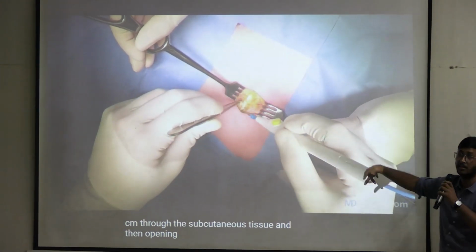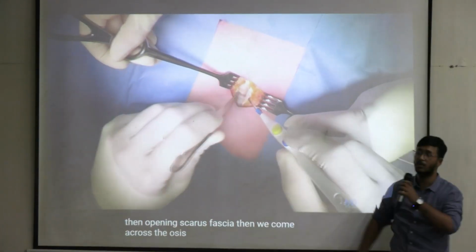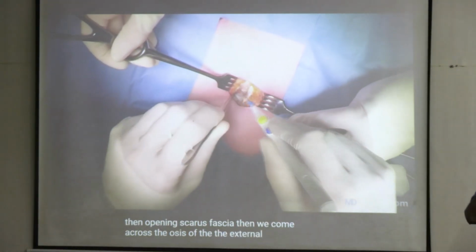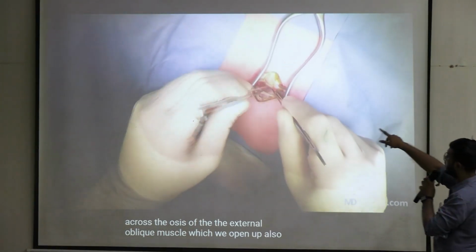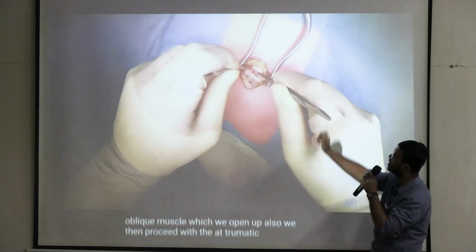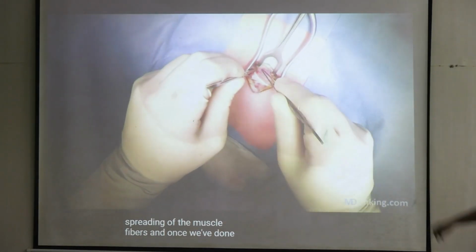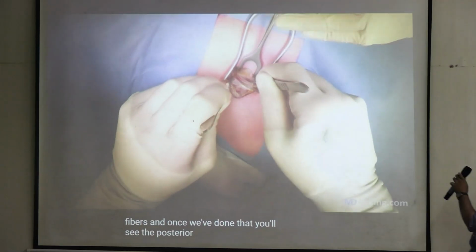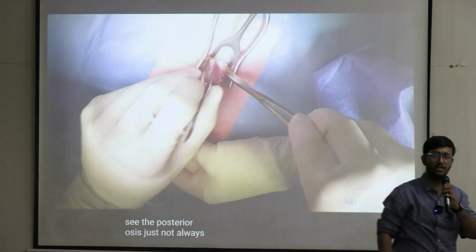This is a cautery. Cautery has a yellow one and a blue one. Yellow one is for cutting, blue one is for coagulation. So he will be opening, he has removed the skin and the superficial fascia, then he is approaching the aponeurosis. This is a retractor. Now after removing the aponeurosis, he will be approaching the internal oblique muscle.